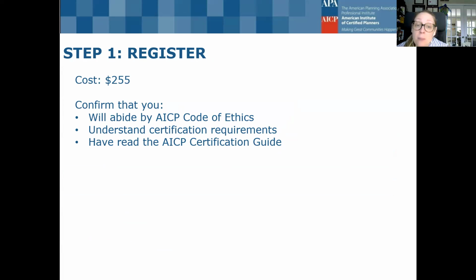Next, step number 1 is to register. And this is the easiest step of all. You go on APA's website, everything is done online. And you literally put in your contact information and you essentially say, I am planning to sit for the exam next month. I have all of the qualifications that I need, and I'm ready to go. You put all that information in, you pay $155, and use the button that says, yes, I'm going to abide by the AICP Code of Ethics, which we'll talk about. You understand all the requirements.